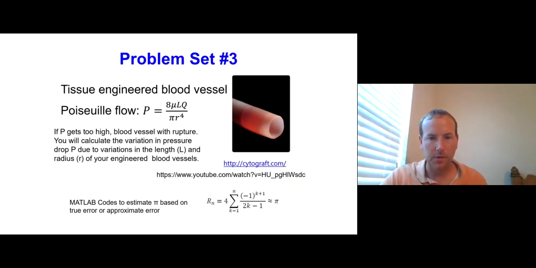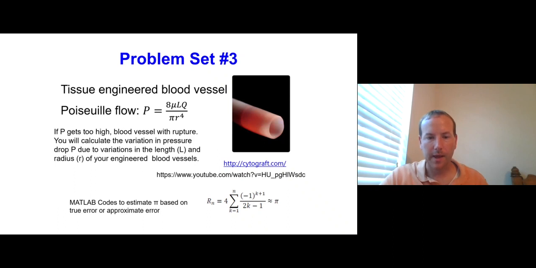That's the term Q, and the radius of that dimension. One of the critical elements is that if in a tissue-engineered vessel your pressure gets too high, you can get a rupture of your blood vessel. And if the pressure is too low, then you don't have enough to sustain blood flow. So that's going to be a very clinically relevant problem for you to work with on your problem set.